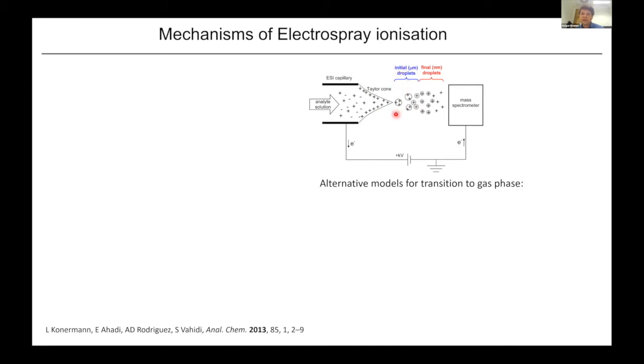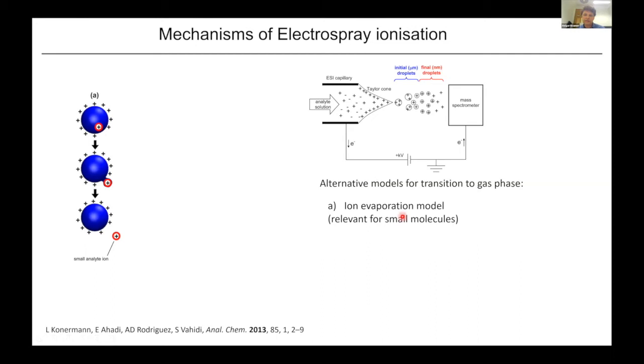And then we're able to reduce the size of these droplets through evaporation of solvent, so to transition from these micrometer to nanometer sized droplets. And then the mechanism for how this transition from liquid phase to gas phase actually is performed has been studied both experimentally and through simulations. And essentially there are different models that have been developed for how this can be explained.